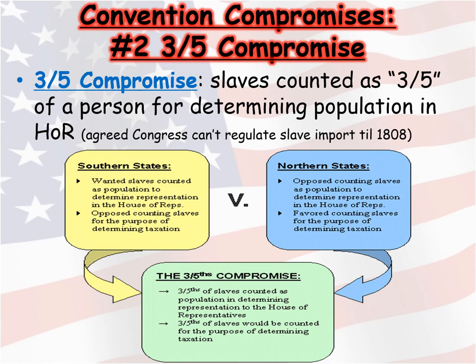Okay, so here's what they determined. You guys remember this. Out of every how many slaves? Five. How many will count? Three. Yes. They count towards population of the House of Representatives, and they are counted for the purpose of determining taxation. It is a scourge on our history.